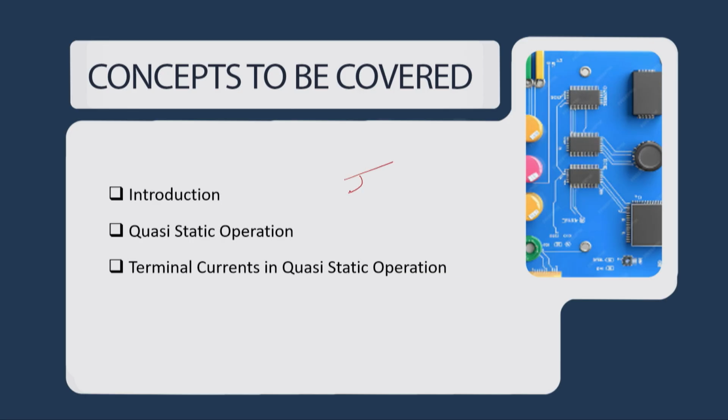our MOSFET is only governed by DC voltages. We have applied DC voltages as VDS, let us say Vs is grounded, and we connected a gate voltage VGS. So, these are the DC voltages. However, we will see what will happen if you vary these terminal voltages slowly. That is what quasi-static operation is. We will see how the terminal currents in quasi-static operation are related with the terminal voltages.